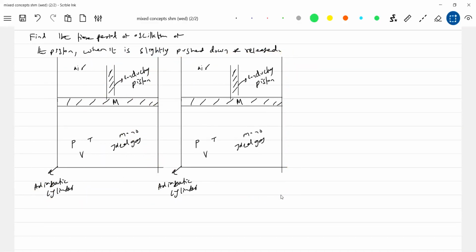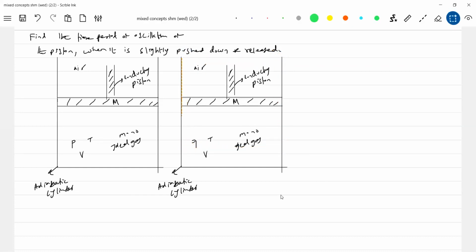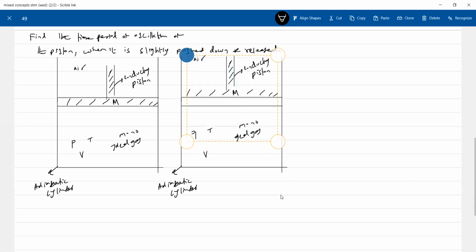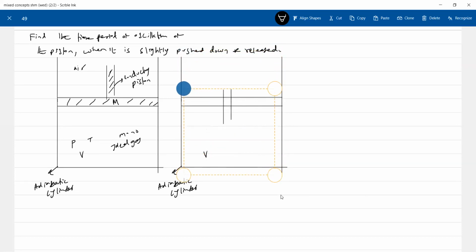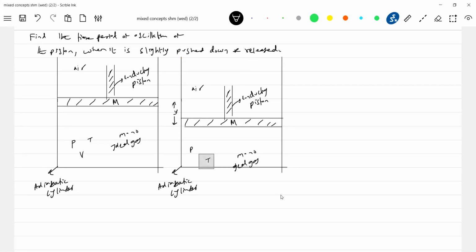Okay, now you see that this piston I slightly displaced. I displaced it by distance y and released. We have to find out the time period of oscillations of it. Okay, let's see what changes. First, initially it's in equilibrium. What are the forces that are acting? P naught A, the weight mg, the pressure force P into A.